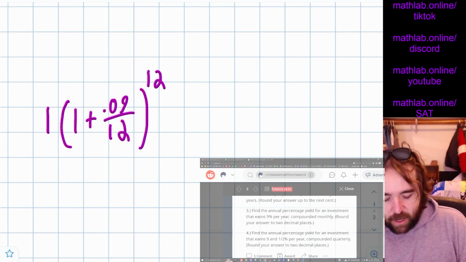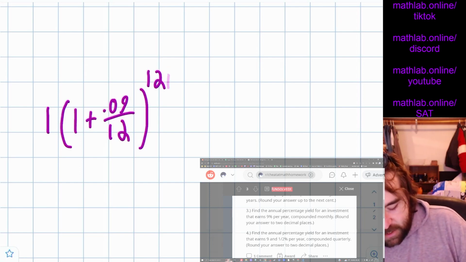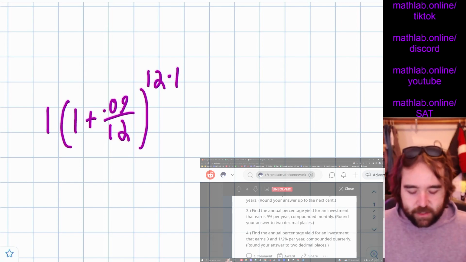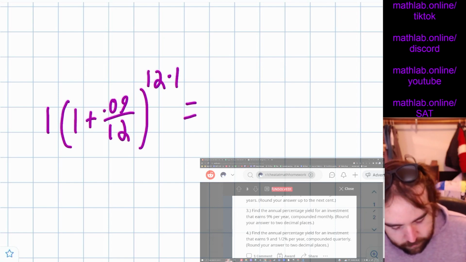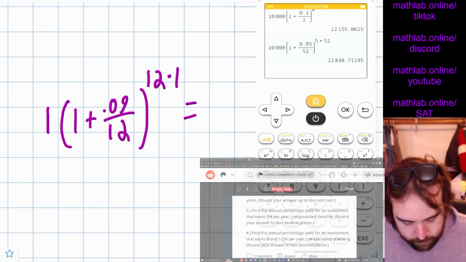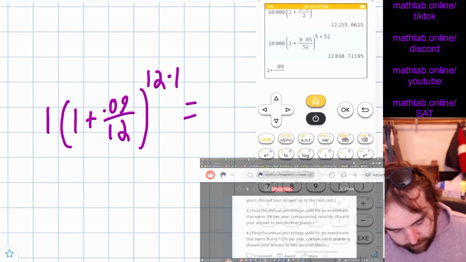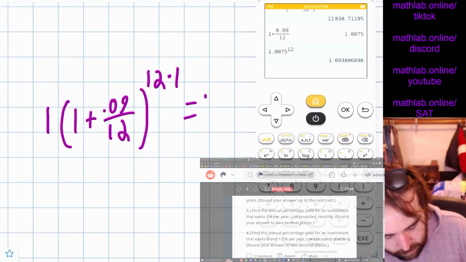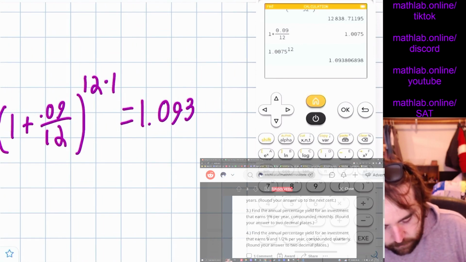12 times 1 year. Think about it just for 1 year, because it's 9% annually. But since we're doing that every month, it ends up being more. We just want to see what it's going to make in 1 year. So what does that $1 turn into? What is 1 plus 0.09 divided by 12, and then all of that raised to the 12? You end up with 1.0938.